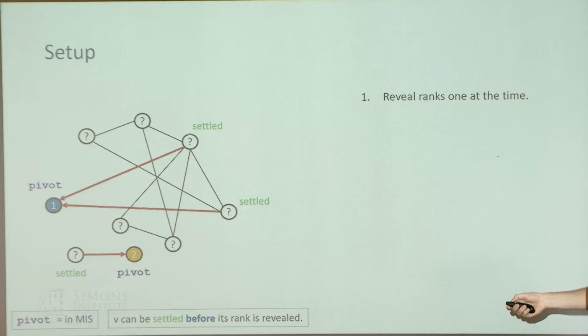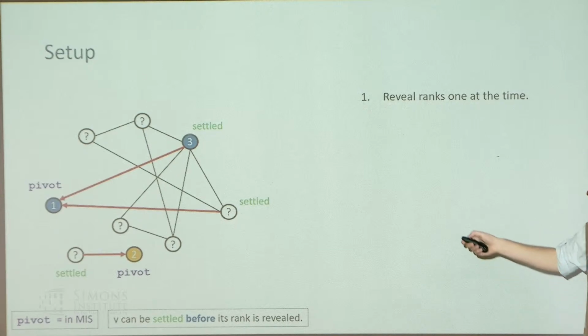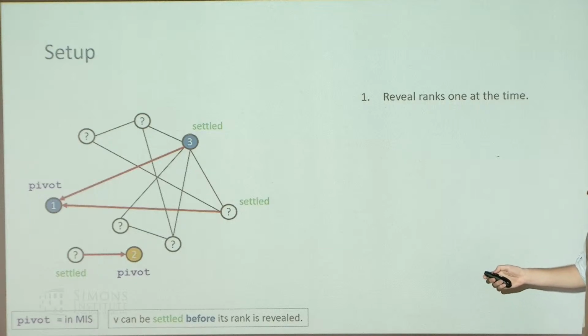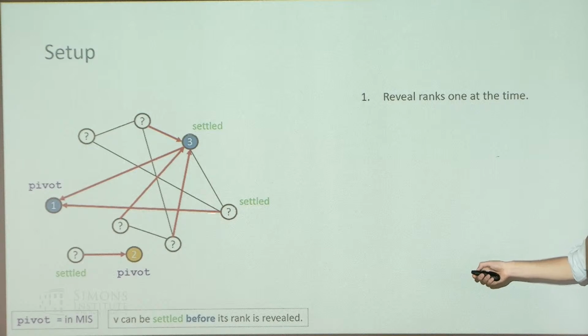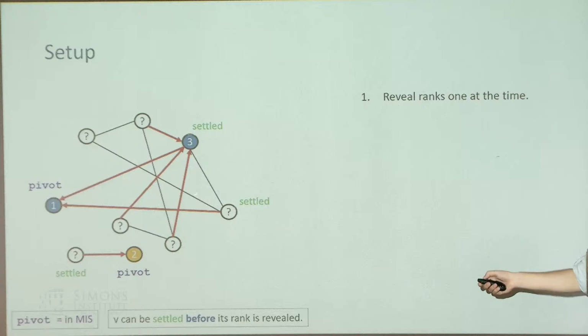This vertex comes, we now see its rank 2. We immediately know that this one, whichever is its rank, is going to query 2, and then we also call this one settled. Vertex 3 comes, its rank is revealed. It's not in MIS. We knew that because it was settled before. But we also know that some more vertices will query 3, but not this one. This vertex is not going to query 3. Why? Because it's settled. We know that it's not going to be in MIS, so there is no need for this one to query 3, even though we know its rank is higher than 3.